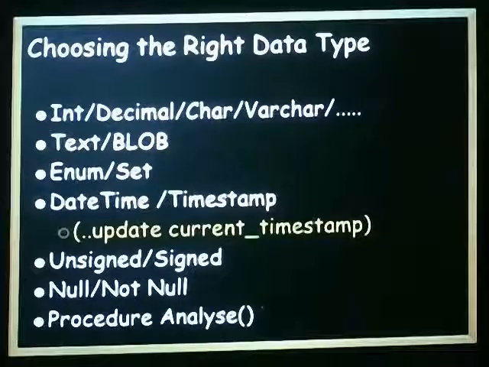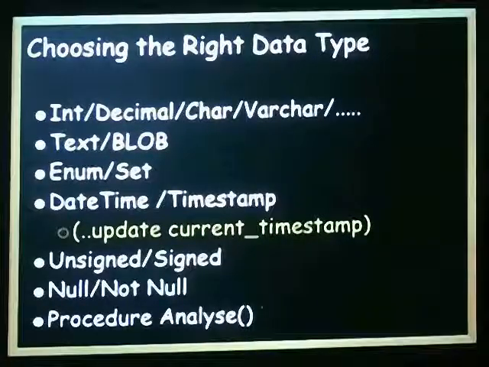Also, the nice thing with Procedure Analyze is, I told you about enums, right? If you have a column that has only 20 different types of strings, it will recommend that you make an enum of all those 20.